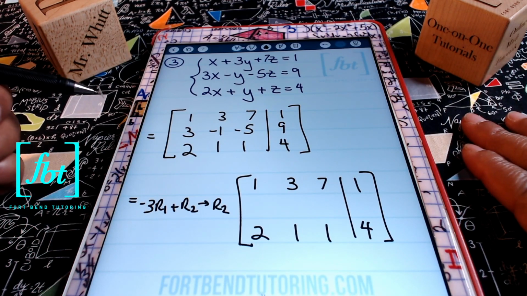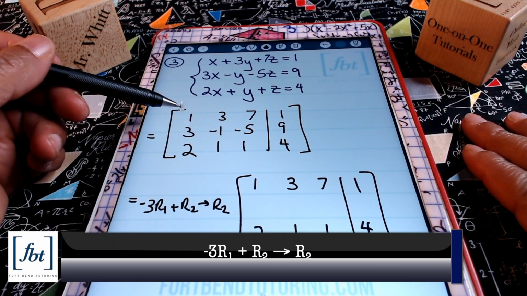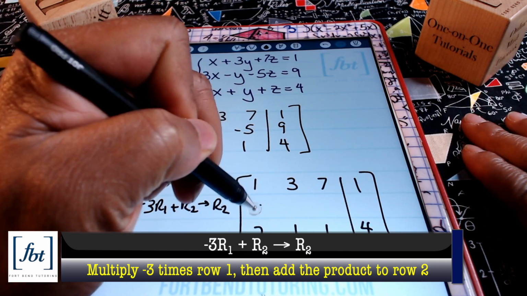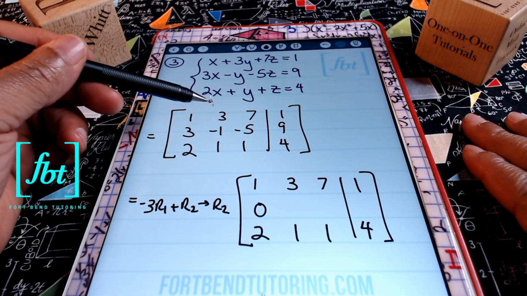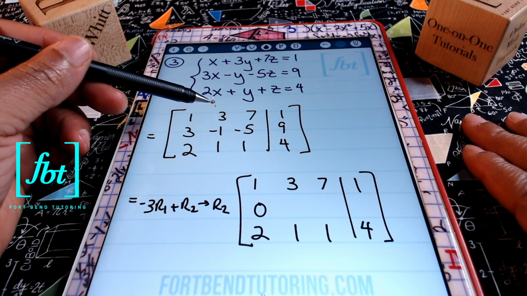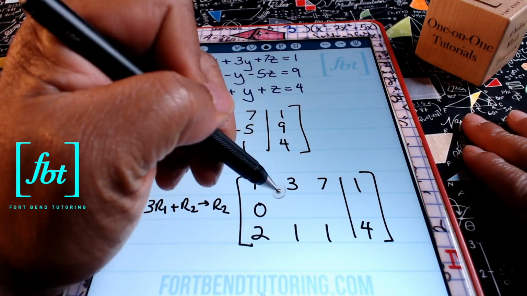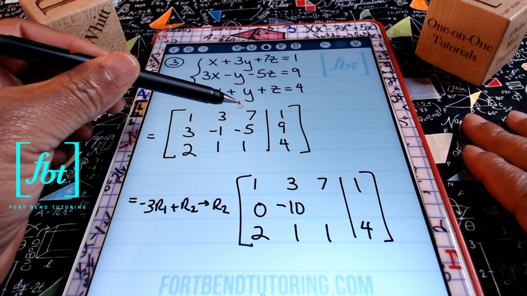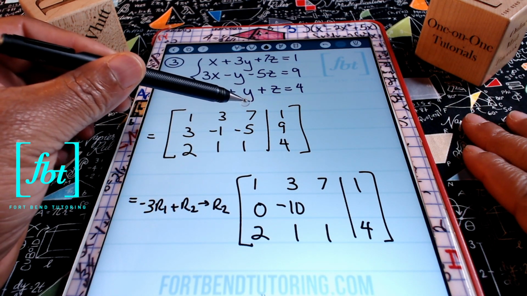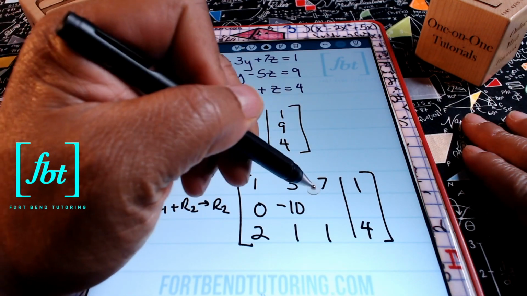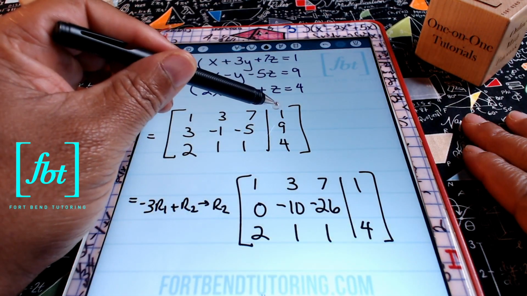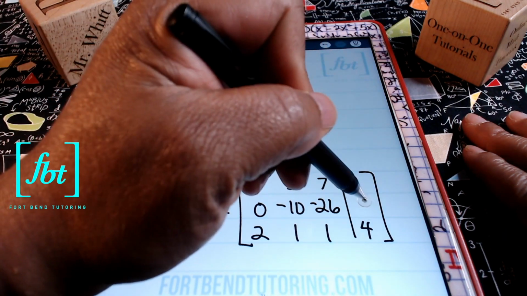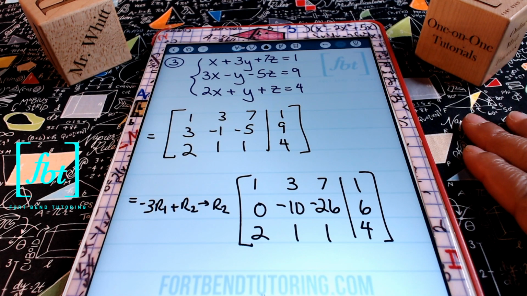Then following our row operation, I'll have -3 times 1 gives me -3, and then -3 plus 3 gives me 0 here. Moving on to the next element, we'll have -3 times 3 gives me -9. -9 and -1 give me -10. Then I'll have -3 times 7 gives me -21. -21 and -5 give me -26. And then -3 times 1 is -3. -3 plus 9 gives me +6. And this is what I have now for my new row 2.